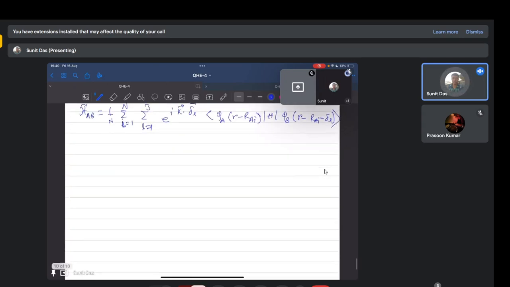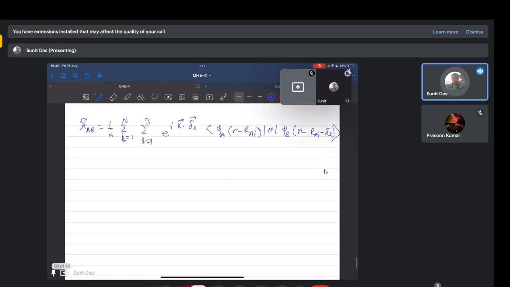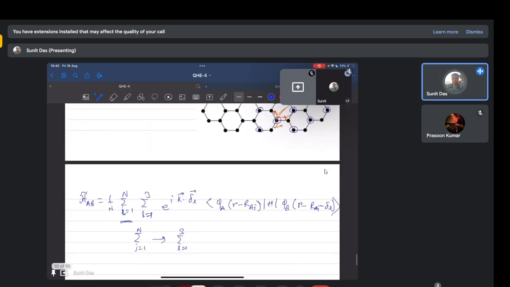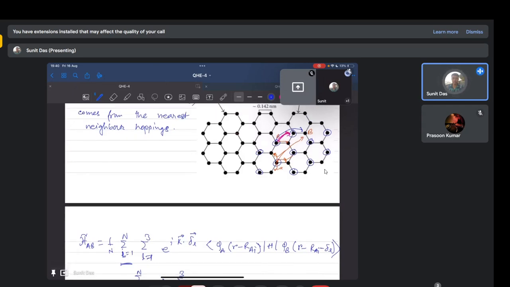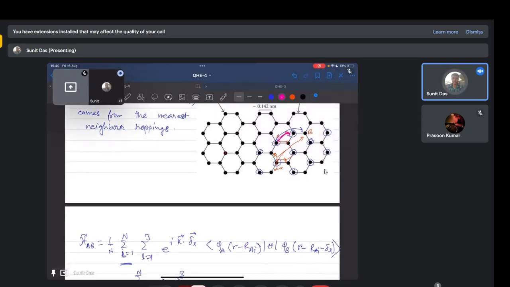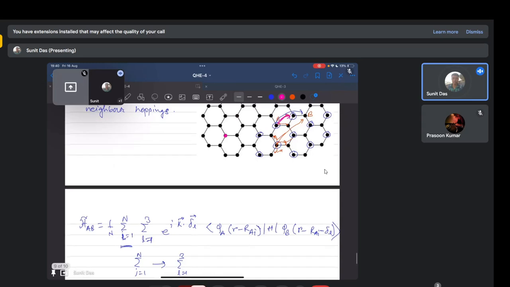So what we have really done is that we kept that sum over i as it is, but the sum over j, which was making all possible combinations of A and B atoms, we have restricted to l equal to 1 to 3. What it means is that if I focus on this atom, j should actually have covered all types of B atoms. So these are B atoms, right?